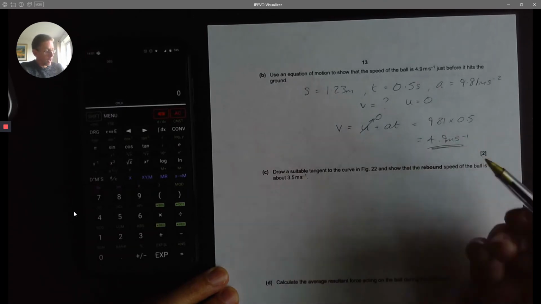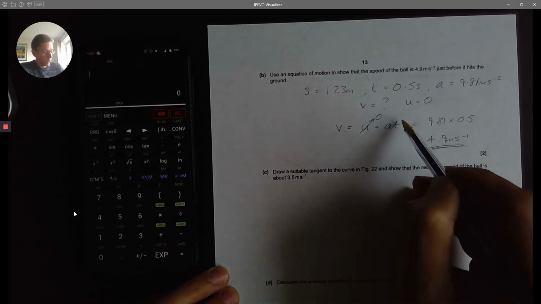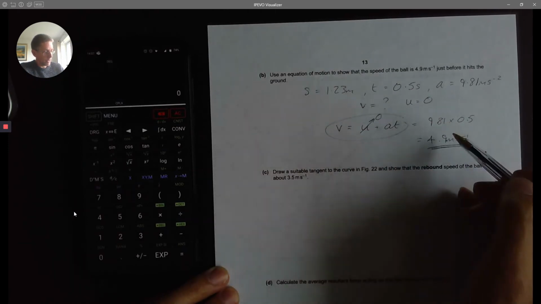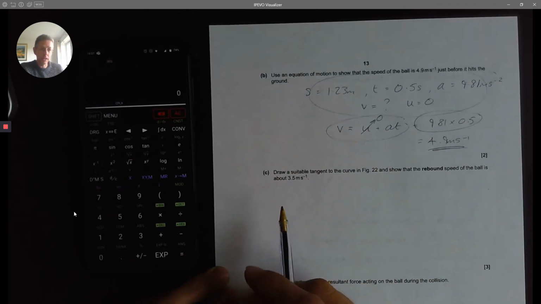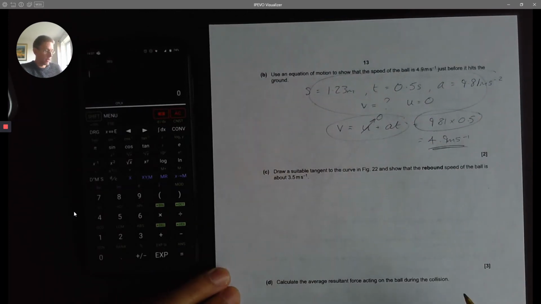So in terms of what marks you're getting here, you'll get 1 mark for selecting the equation of motion and setting up use for it, and 1 mark for actually using it. So try and get all of that into the box if you can.